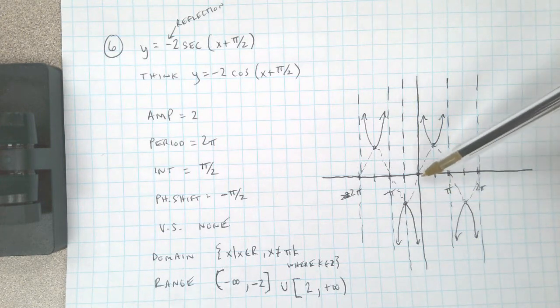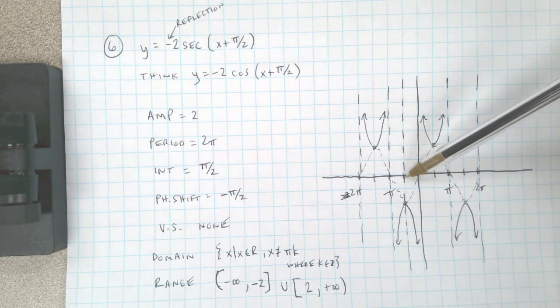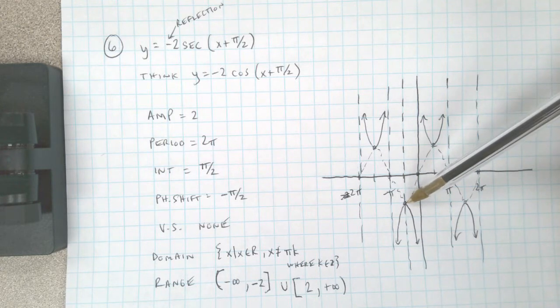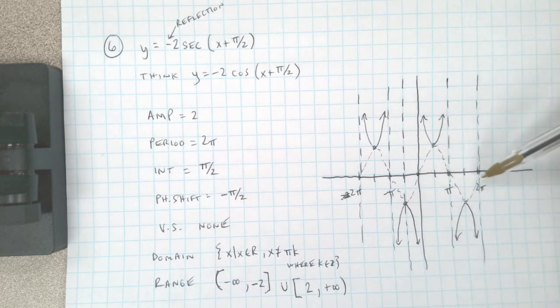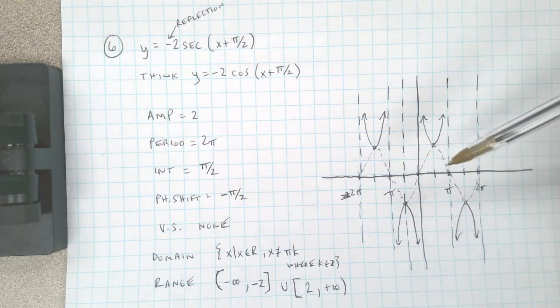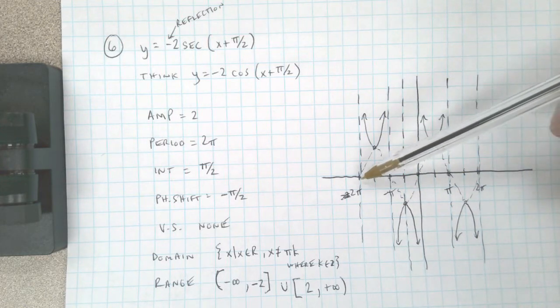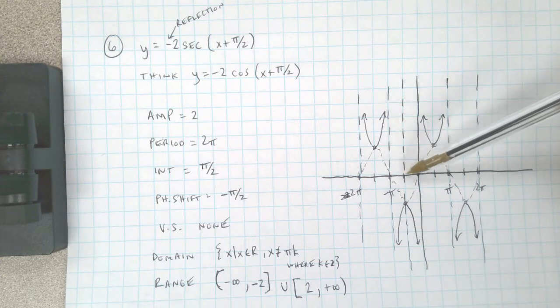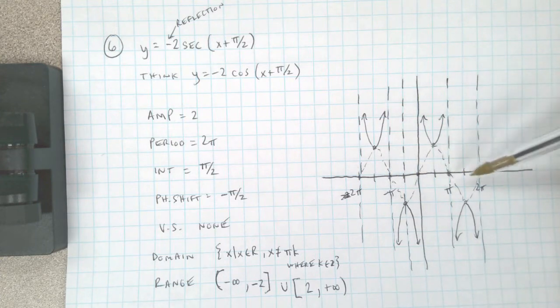So on this one, again, we're going to shift it over to negative pi halves. That's going to be my new starting point. It is a reflection, so my cosine is going to start at my minimum point, which is down here at negative 2. And notice I sketched in my dotted line of my cosine curve. My asymptotes are going to lie at negative 2 pi, negative pi, 0, pi, and 2 pi.